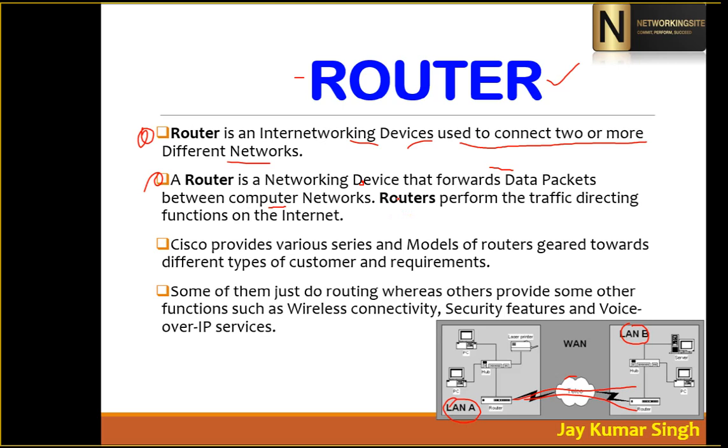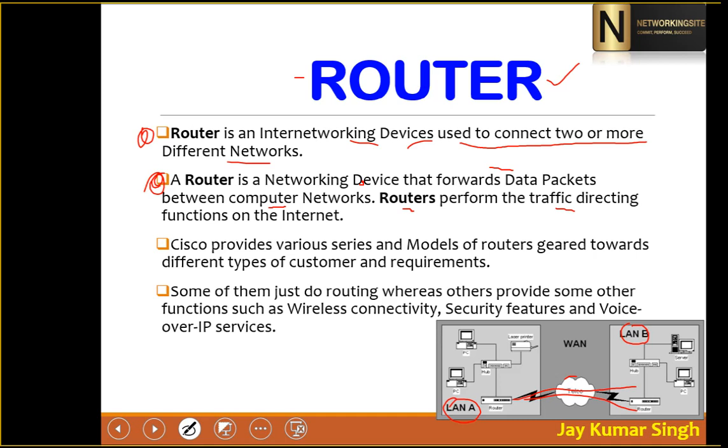Okay, and some other advanced functions: a router performs traffic direction. Traffic direction means, suppose I want to go to Banjul, how can I reach Banjul? Do I have multiple paths? Which one is the shortest path? Each and everything will be decided by the router, and its routing protocol, you can say.